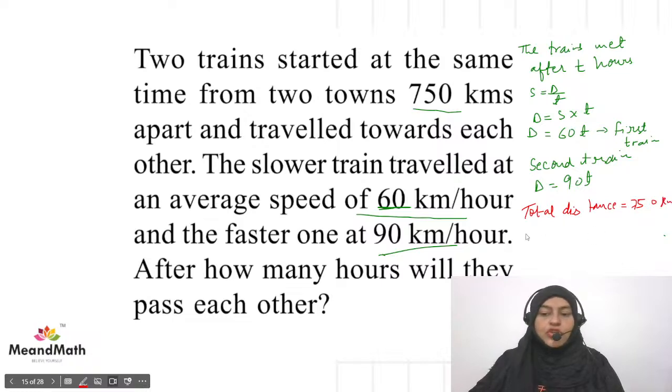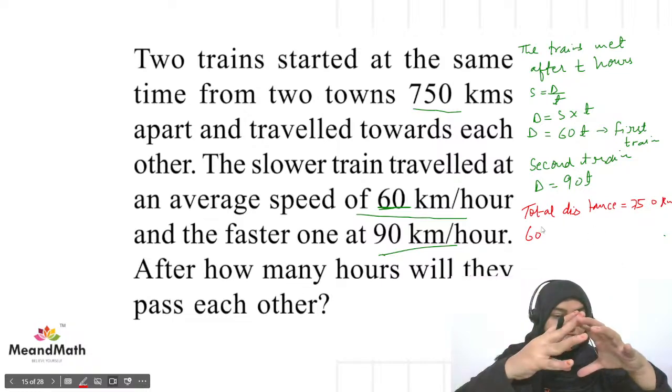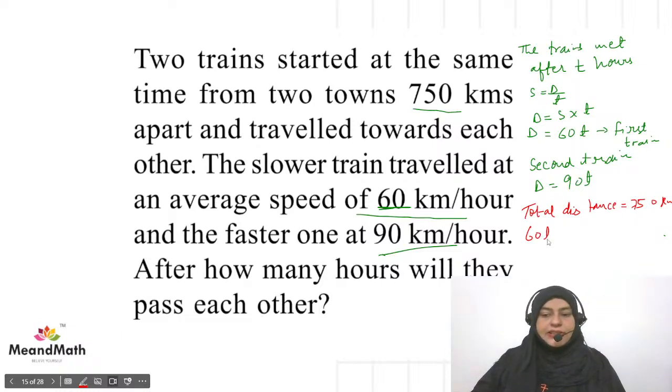Right? So when they meet each other, they cover the total distance. 60t plus 90t will be equal to 750. Okay, Tanmay, try to solve it and give me the answer. Very good. 60t plus 90t is 150t, which is equal to 750. So t will be equal to 750 divided by 150, so t will be 5 hours.